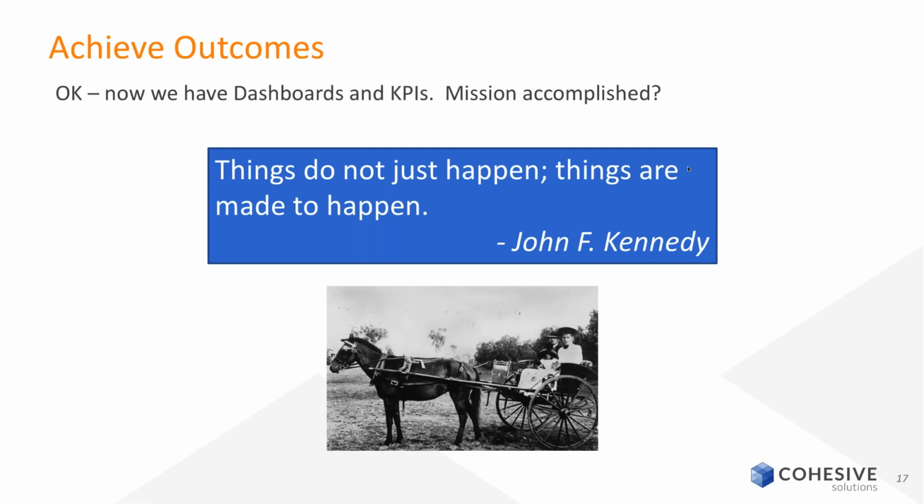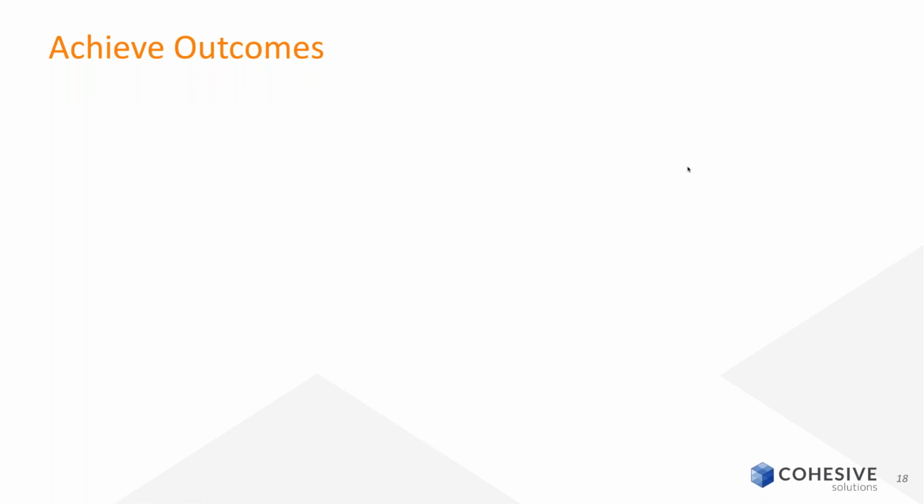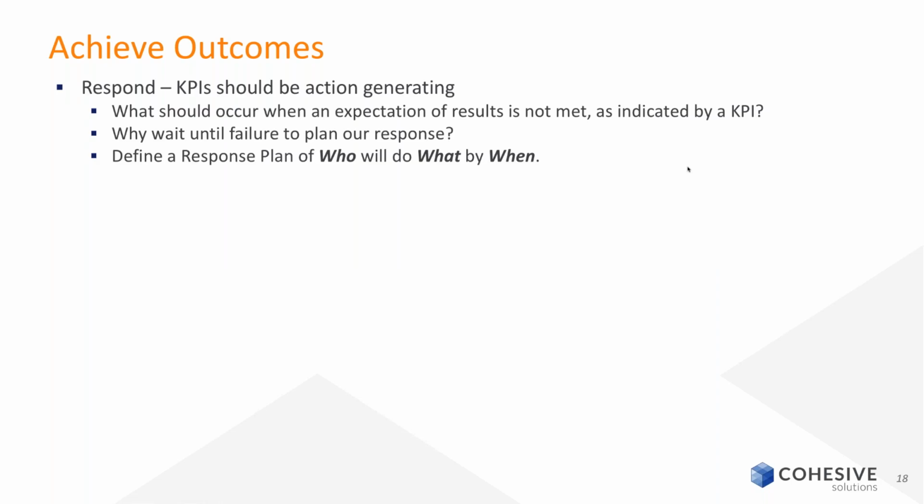Remember when we said that once we have the cart and the horse together, we still have to take the trip? So how do we take these results and achieve outcomes? First, we have to respond. KPIs aren't just for looks, they should be action generating. What happens if a KPI goes from green to yellow or yellow to red? Why wait until that happens to figure out a response plan of who will do what by when?